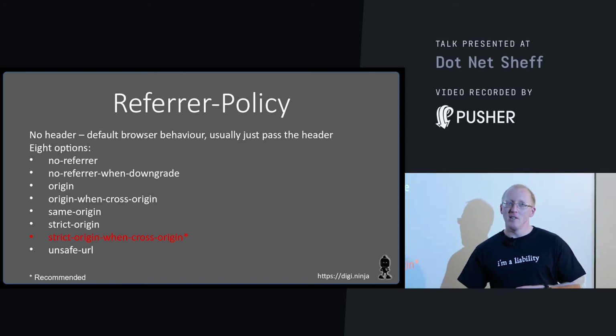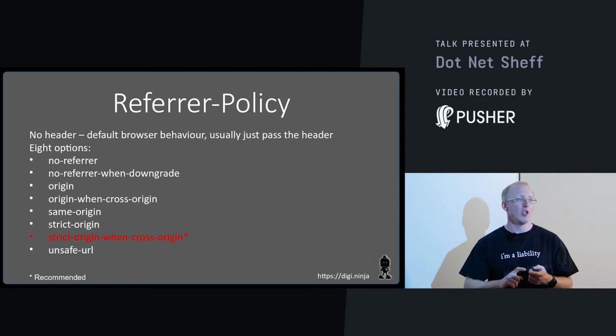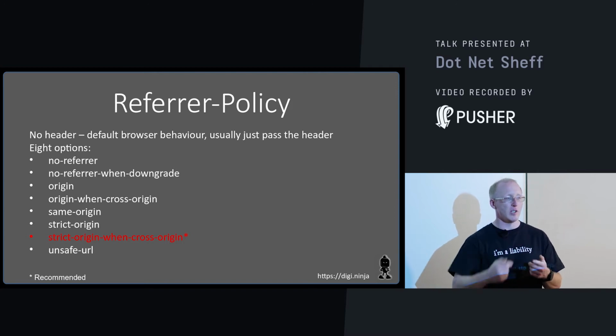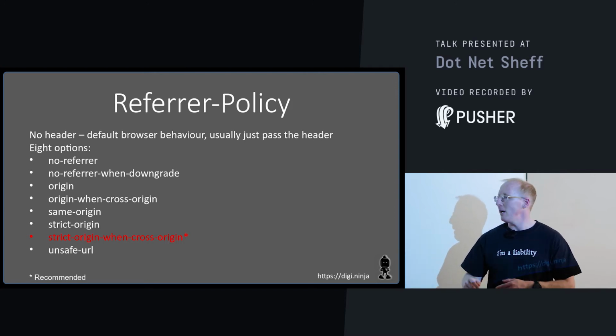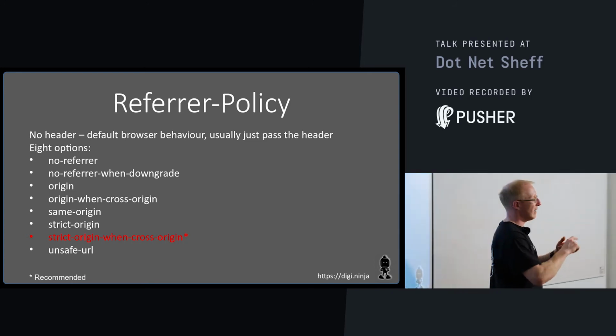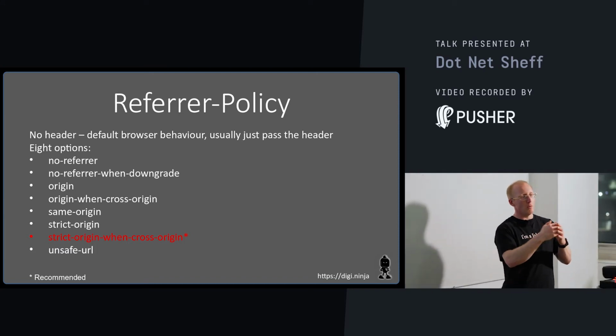Same origin will pass in the same origin, but it doesn't matter whether it's HTTP or HTTPS. So if you refer from HTTPS site.com down to HTTP site.com, it will pass. Strict origin will be only if you're on HTTPS site.com. It will stay within that, but it won't if you downgrade.